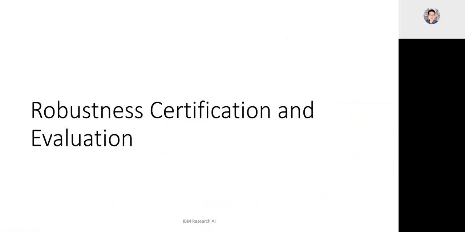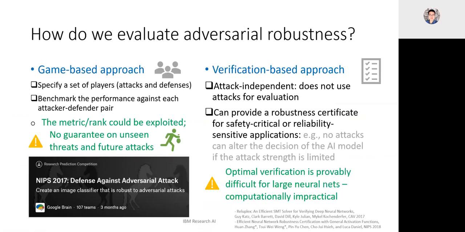Okay, so finally, we are looking at robustness certification and evaluation. The reason I motivated attacks and defenses first is there are several ways to evaluate the robustness of your AI model. One very typical way is a game-based approach where you specify a set of players. In this case, I can call different attack functions and different defenses and operate them on my model, and I can benchmark the performance between each attacker and defender pair. This is a very reasonable approach, but the downside is this metric or rank may be misleading, and there's no guarantee that your model will be robust to the attacks that you didn't perform on.